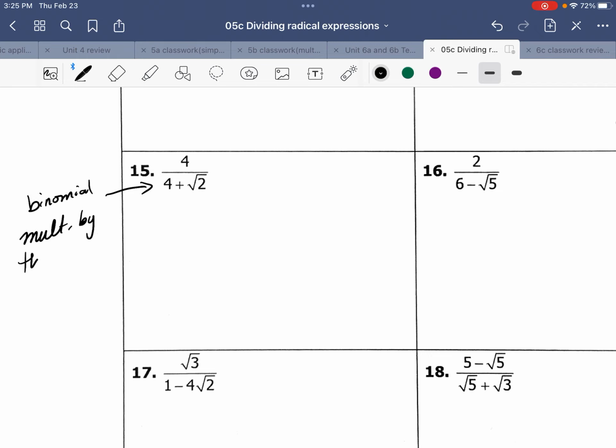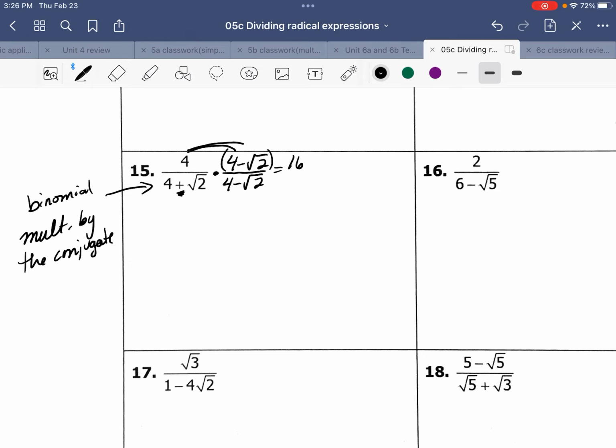So multiply by the conjugate. Multiplying by the conjugate is pretty simple. You look at the sign in the middle and you change it. So you multiply by 4 minus the square root of 2. 4 minus the square root of 2.